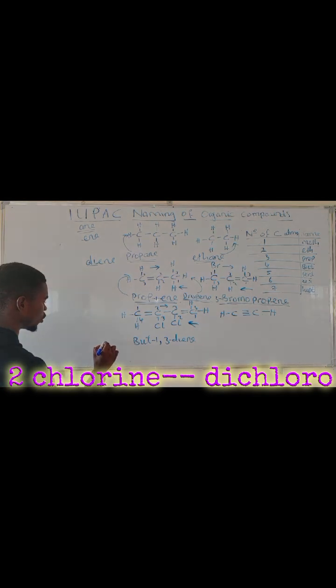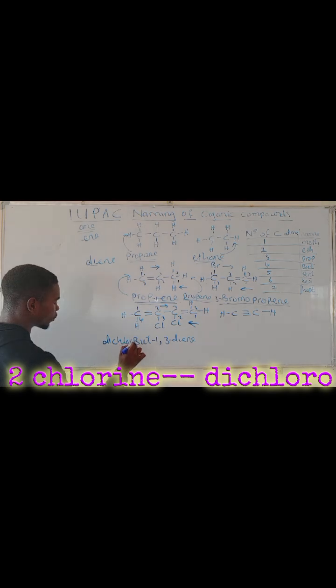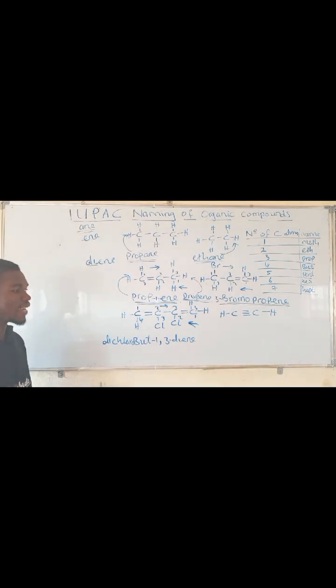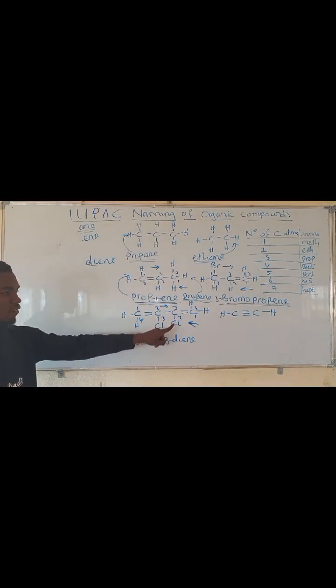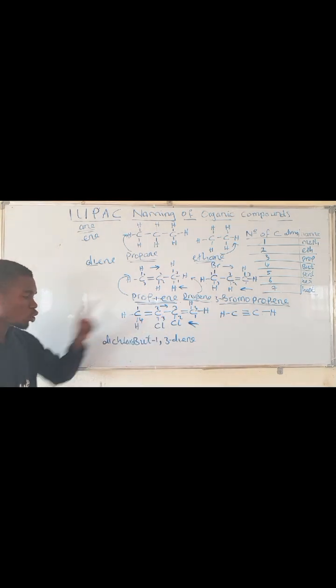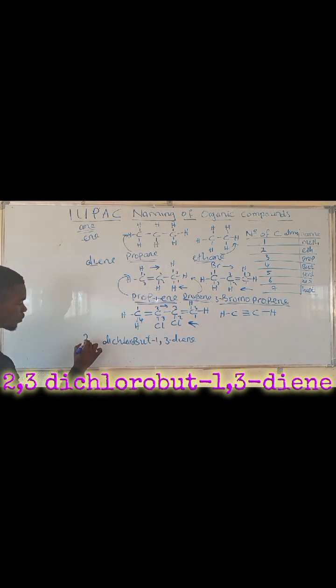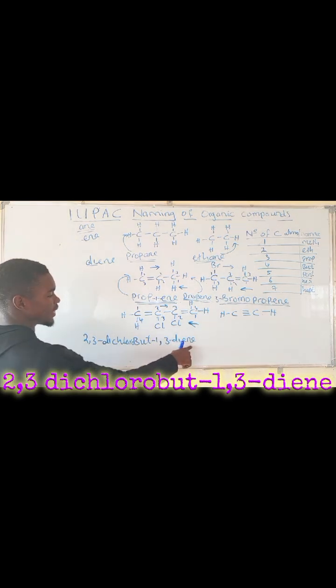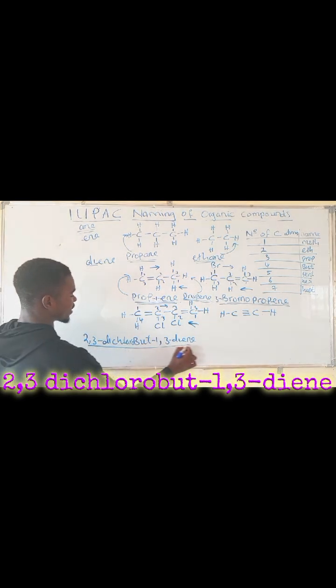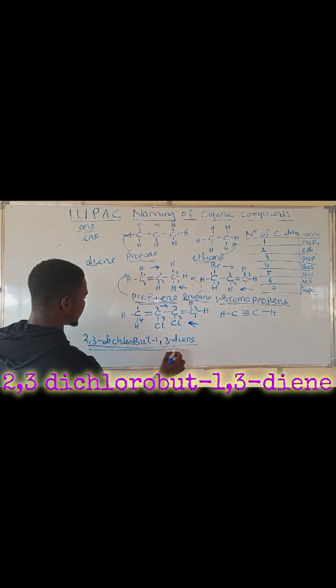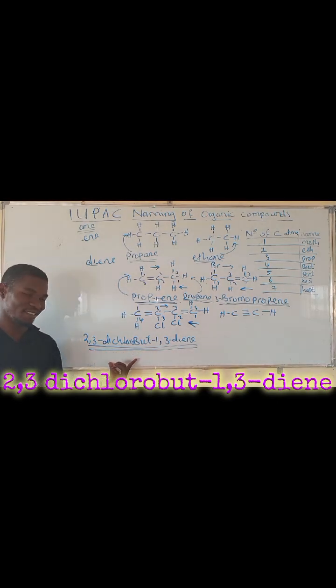So this compound is going to be a dichloro compound. Okay. And again, guys, since it is found on carbon number 2 and 3, it has 2,3-dichlorobut-1,3-diene, guys. Perfect, guys. Perfect. That is the IUPAC name of this compound.